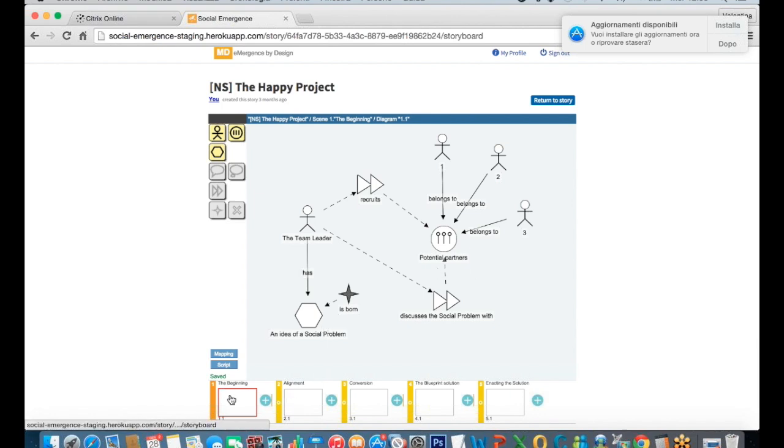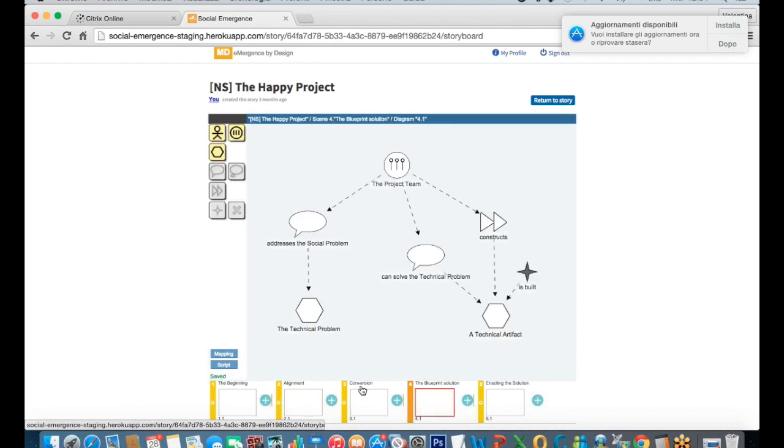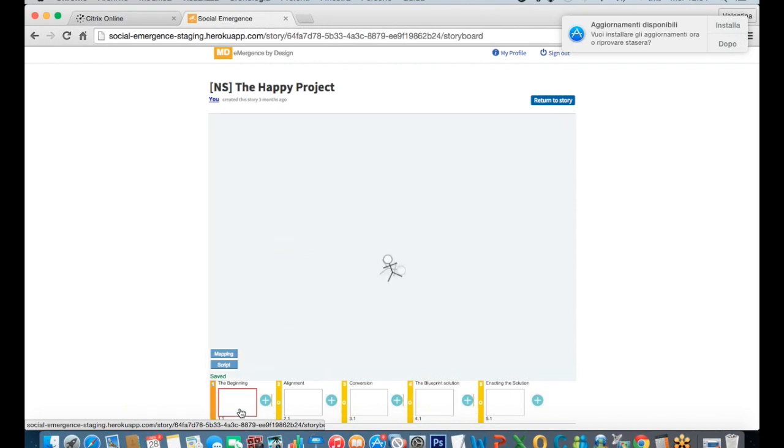So as you can see from the script that you have seen 1 minute ago, we passed to a visualization of the different scenes of the narrative structure. So the beginning, the alignment, the conversion, the blueprint solution, and the enacting of the solution. All of them have been visualized. I show them very fast just to show you that it is dynamic. So they have been drawn according to that script.